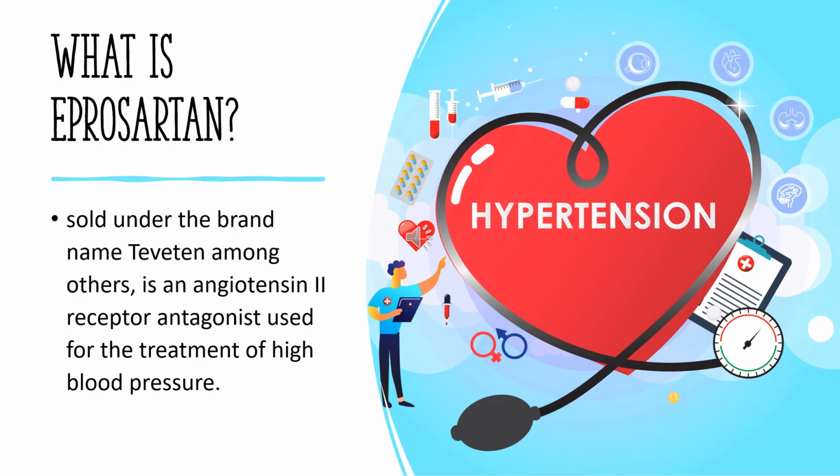What is Eprosartan? Eprosartan, sold under the brand name Teveten among others, is an angiotensin II receptor antagonist used for the treatment of high blood pressure. Eprosartan is sometimes paired with hydrochlorothiazide. As with other angiotensin II receptor antagonists, Eprosartan is generally better tolerated than enalapril, an ACE inhibitor, especially among the elderly.